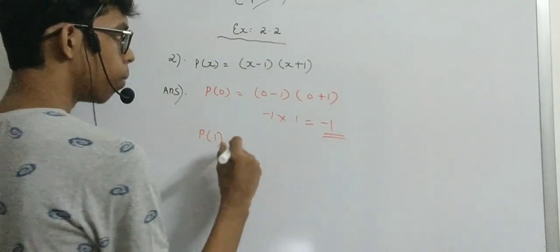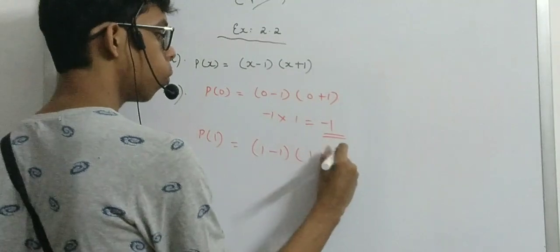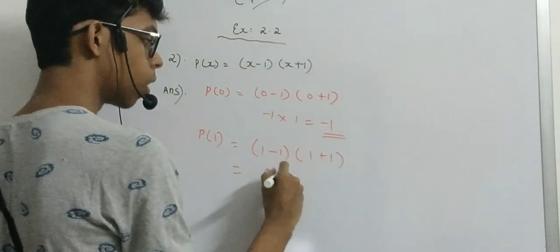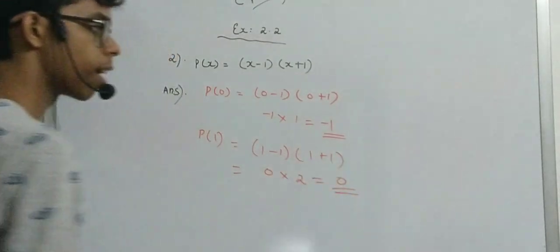Now at p of 1, I have to do 1 minus 1 into 1 plus 1. I am substituting x with 1. So 1 minus 1 is 0, 0 into 1 plus 1, which is 2. 0 into any number is 0 itself.